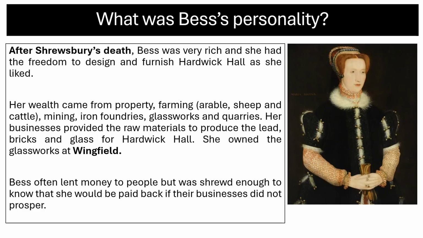She's got farming interests, arable and sheep farming, she's got cattle, she's got mining interests, lead mining, coal mining, iron foundries, glassworks and quarries, and her businesses provide the raw materials to produce the lead, the bricks and the glass for Hardwick Hall. For example, she owns the glassworks at Wingfield. Now, glass was very expensive at that time, so the fact that Bess had her own glassworks is crucial. So she's a shrewd business lady. It's important that we regard her as so.